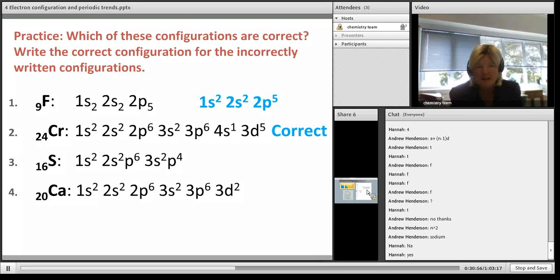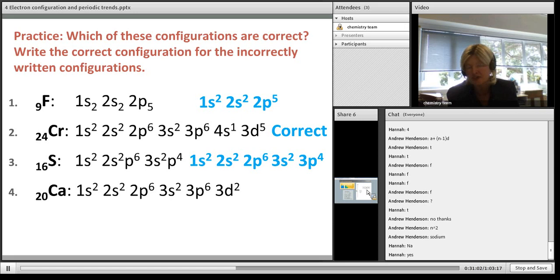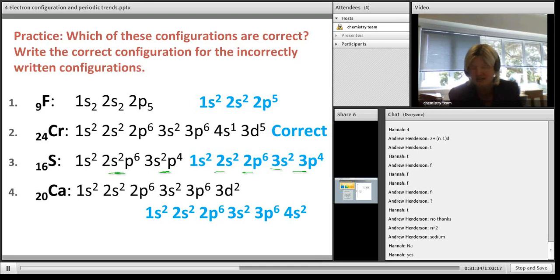Chromium, okay, that I hope you can see is correct. It's 4s1, 3d5, because that half-full energy level is lower in energy. Sulfur is also correct, 16. If you added up all those numbers, it's sorry, it's actually false, sorry, because, and I'll just point this out in case you don't see it, I haven't put the 3 in front of the p's. You have to, before each orbital, write the number. So don't go 1s2, 2s2, p6. It's got to be 1s2, 2s2, 2p6, and so on.